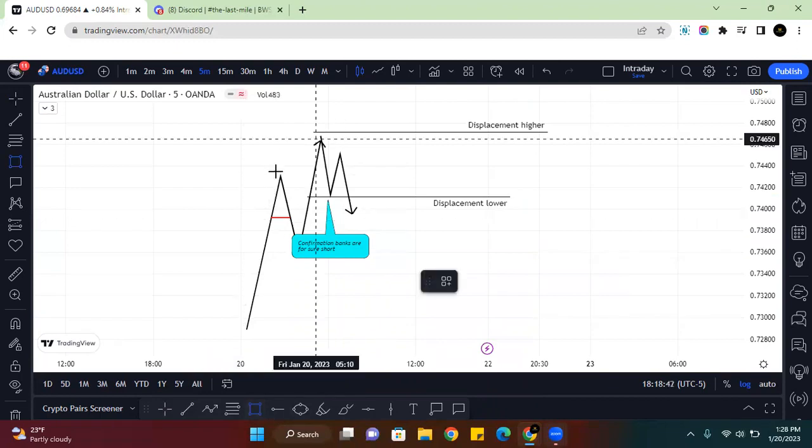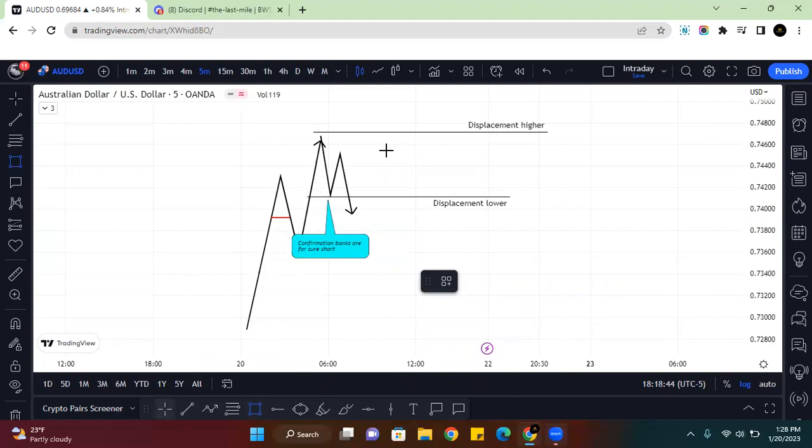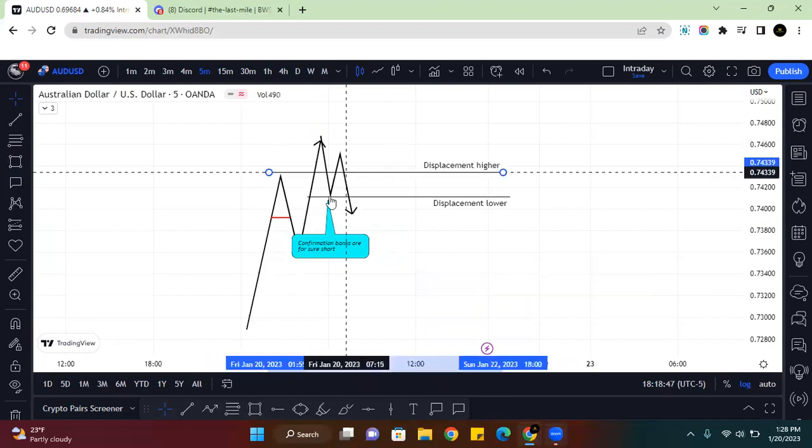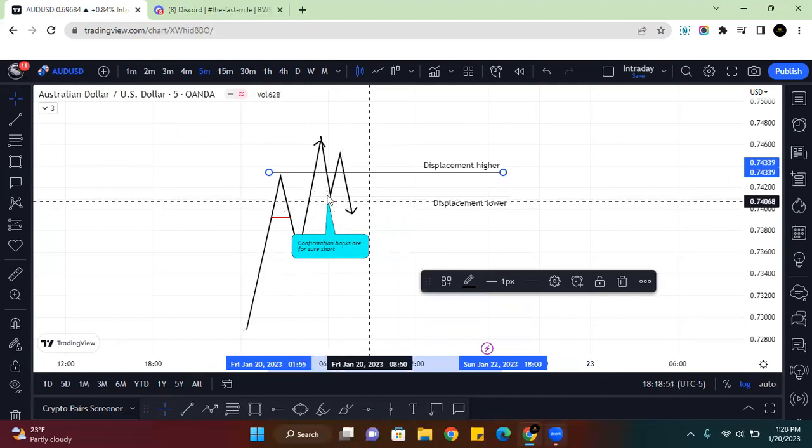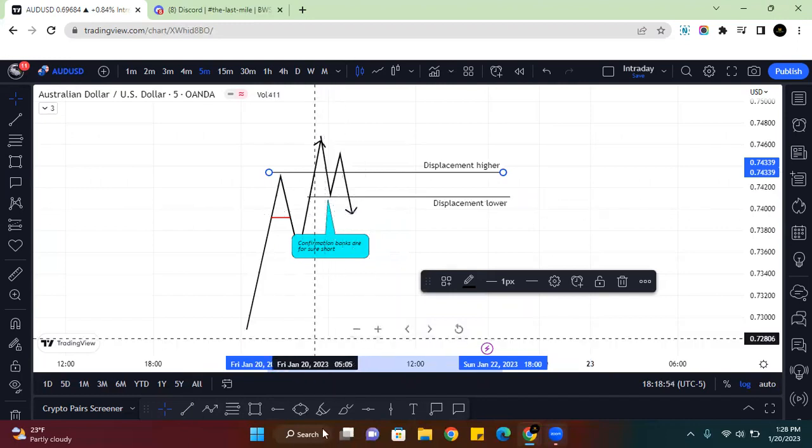We had a displacement higher here. And let me change that to what I actually prefer it to be. We got displacement higher here. We got a displacement lower here. I'm taking this liquidity, showing the market tip in his hand to you. What do I do now, right?